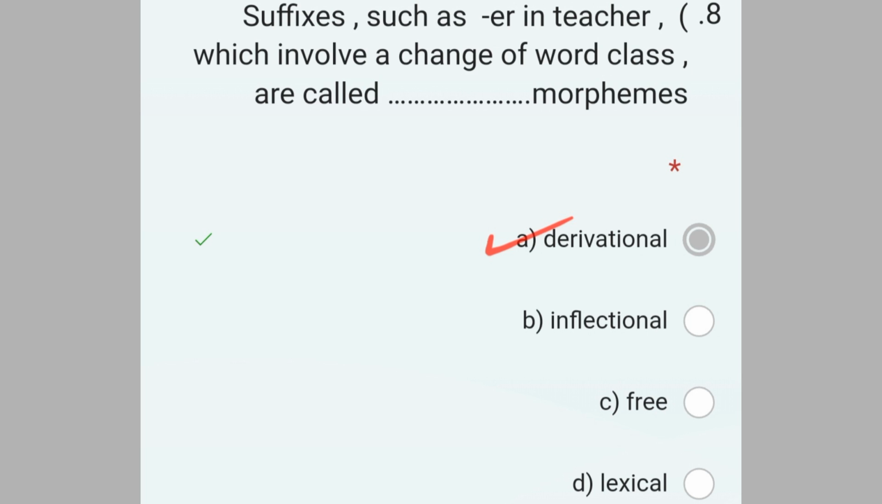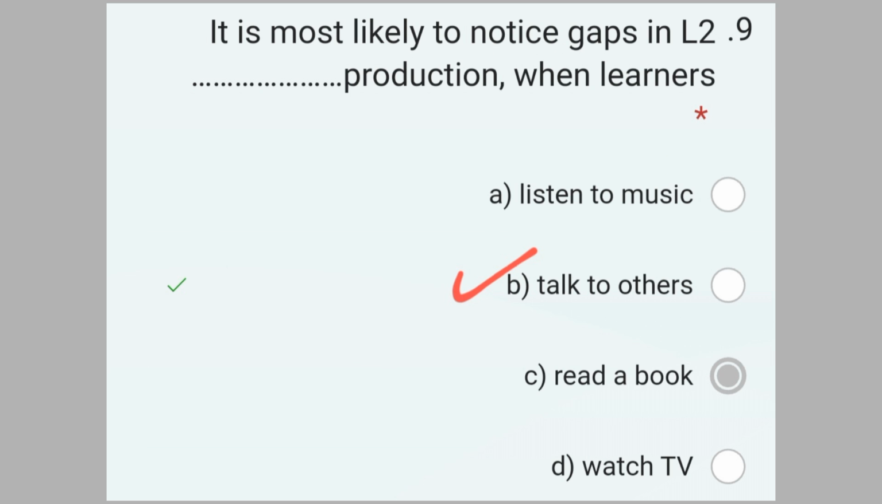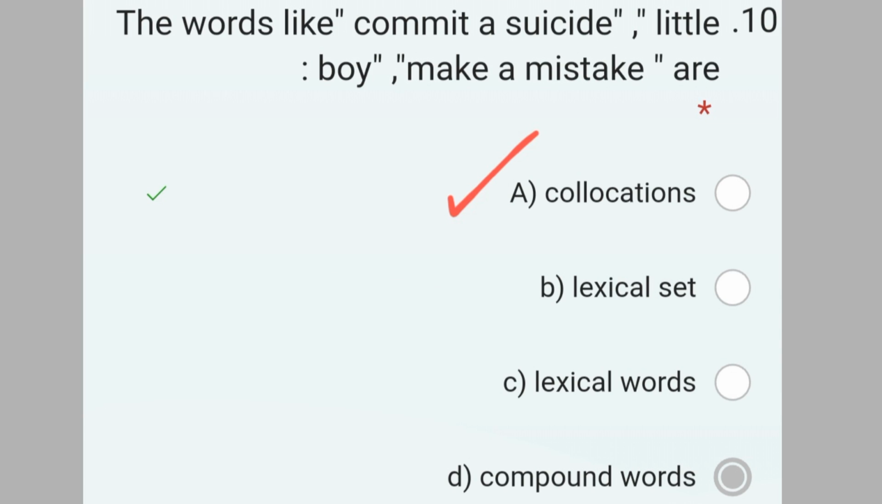8. Suffixes such as -er in teacher, which involve a change of word class, are called morphemes. A. Derivational. B. Inflectional. C. Free. D. Lexical. 9. It is most likely to notice gaps in L2 production when learners A. Listen to music. B. Talk to others. C. Read a book. D. Watch TV.